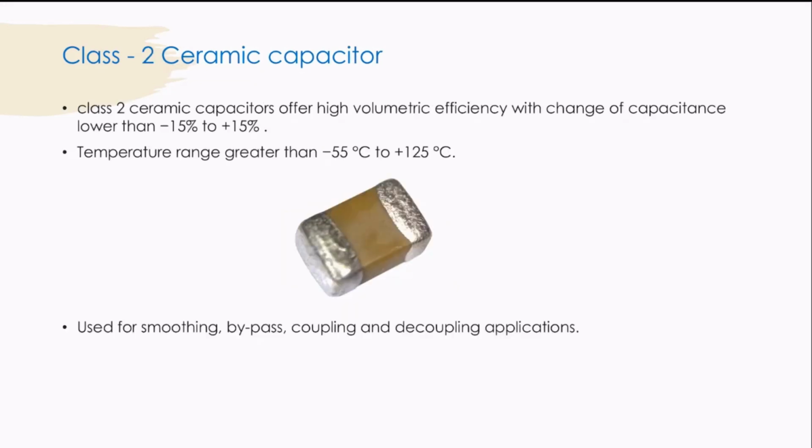Next, class 2 ceramic capacitors. The class 2 ceramic capacitors offer high volumetric efficiency with change of capacitance lower than minus 15% to plus 15%, and its temperature range will be greater than minus 55 degrees centigrade to plus 125 degrees centigrade, and these are used for smoothing, bypass, coupling and decoupling applications of the circuits.